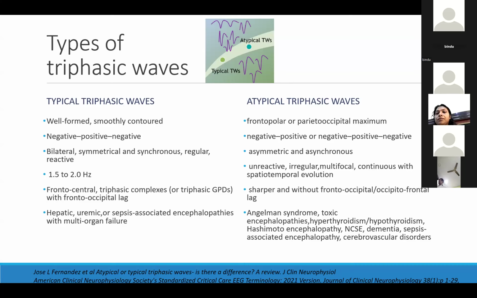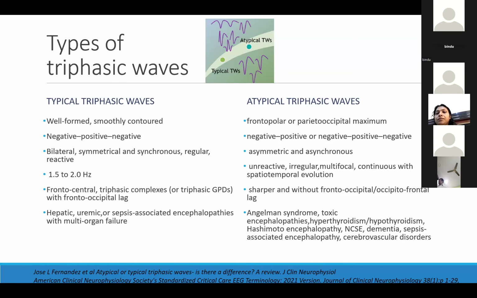Usually frontocentral in location and can have a fronto-occipital lag. Whereas atypical triphasic waves are usually frontopolar or parieto-occipital region maximum. It can have negative-positive or negative-positive-negative phases, and it is usually asymmetric, asynchronous, unreactive, irregular, multifocal, continuous, and can have spatiotemporal evolution.